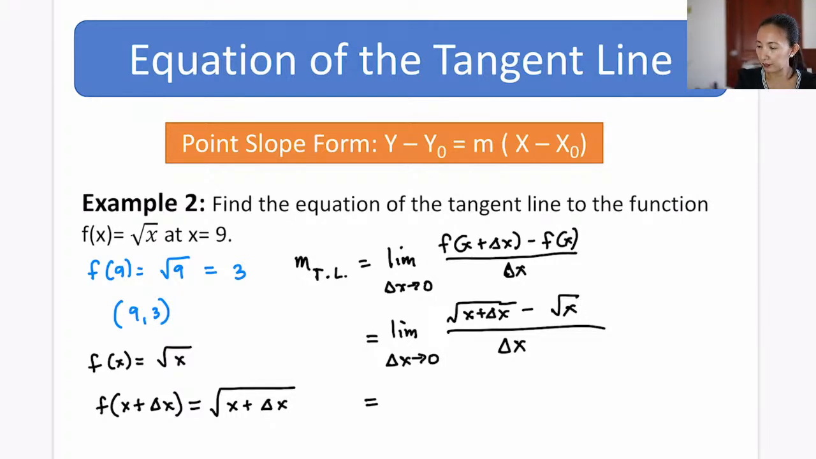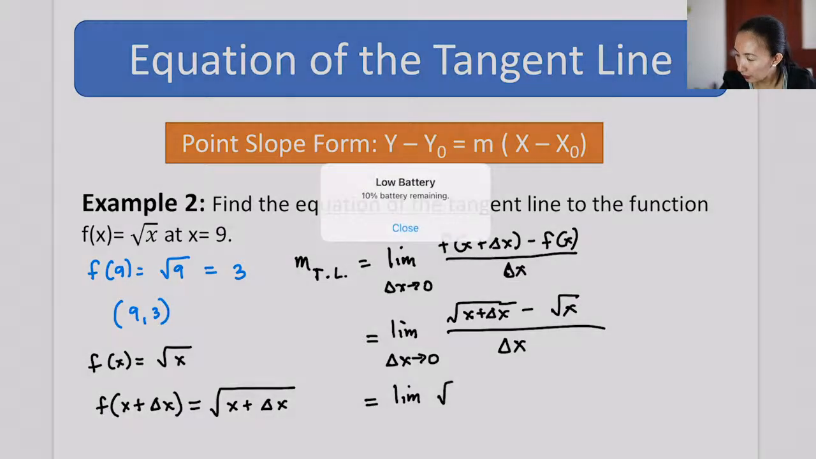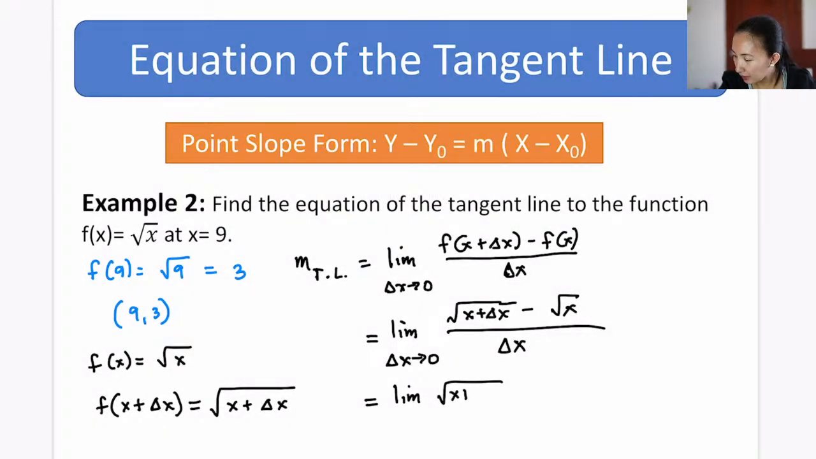Any idea? A while ago, when we had the quadratic function x squared, we simply expanded the binomial. After that, combined like terms, then factored out and canceled out common factors if there are common factors in the numerator and the denominator. Rationalize. Very good. Marinel said rationalize. Limit of the square root of x plus delta x minus the square root of x all over delta x as delta x approaches 0.